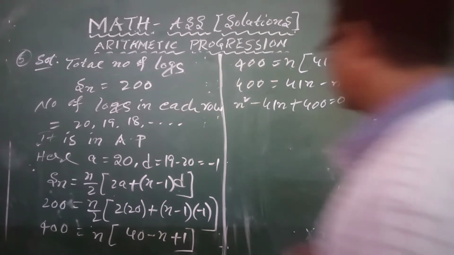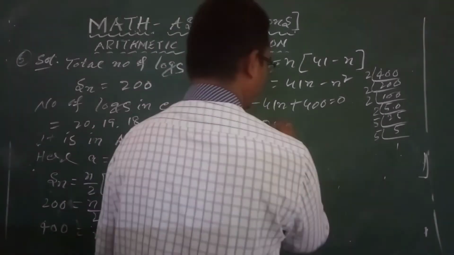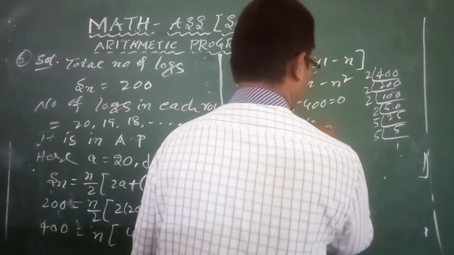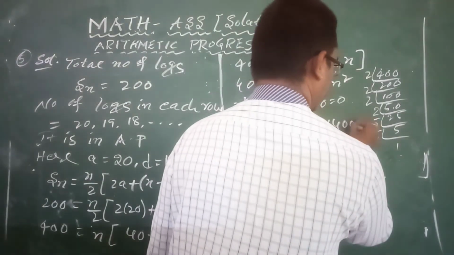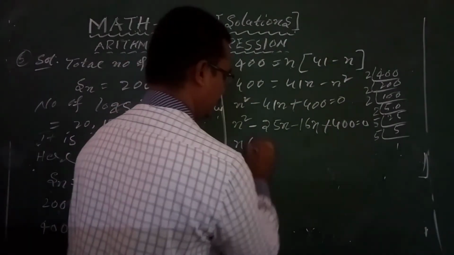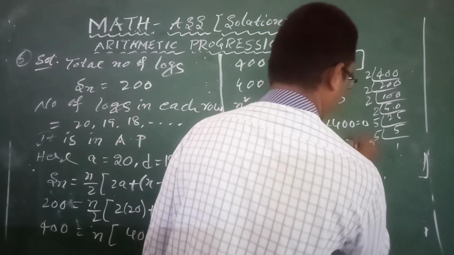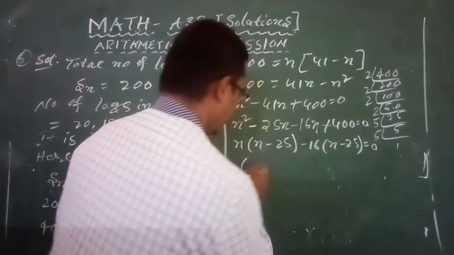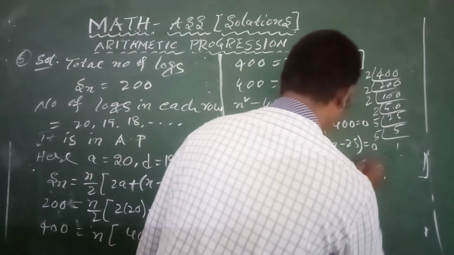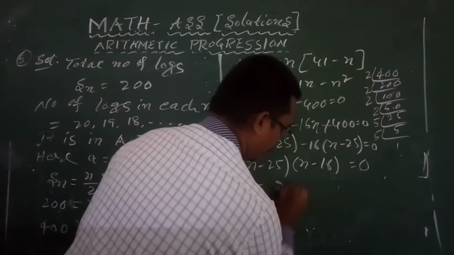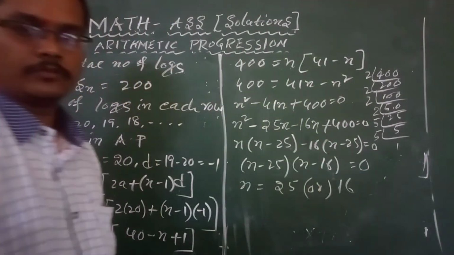So 16 and 25 are the factors, so n square minus 25n minus 16n. Sign also you can see, minus into minus plus here, plus 400 is equal to 0. Now you can take common n minus 25, 16 is the common, n minus 25 is equal to 0. Again common, n minus 25 of n minus 16 is equal to 0. N values what we get, 25 or 16. Both answers are there, two answers.